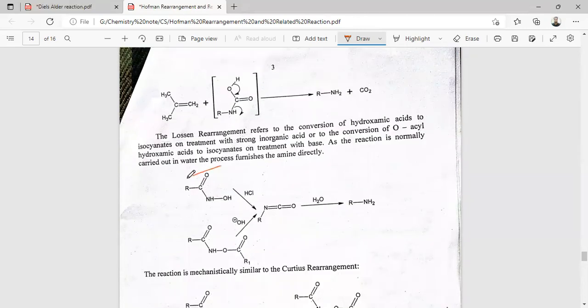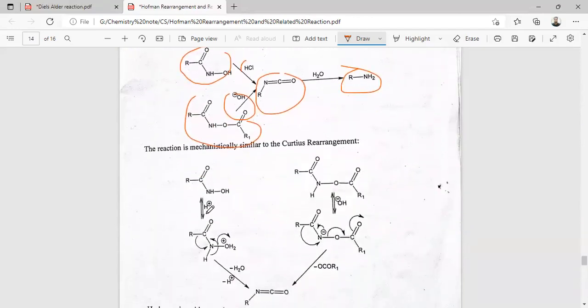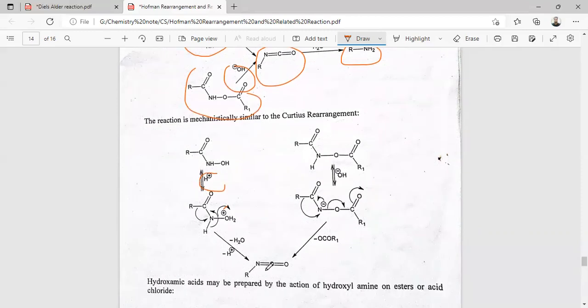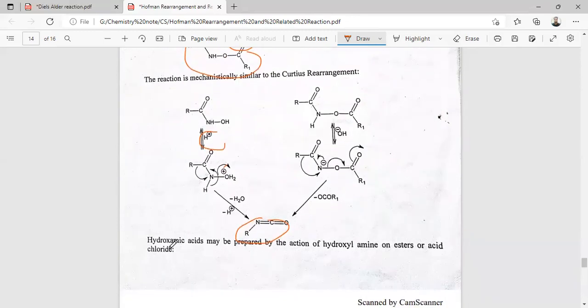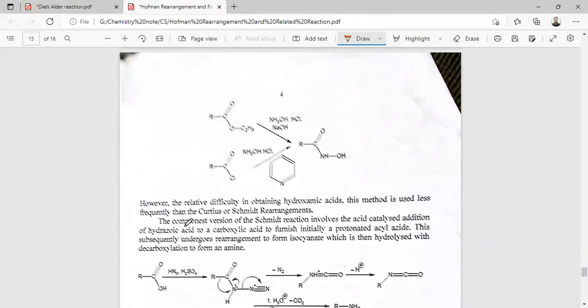So in the Lossen rearrangement, this compound upon treatment with HCl or base forms this isocyanate, which upon hydrolysis gives this amine product. The reaction is mechanistically similar to the Curtius rearrangement. Here first protonation occurs, then elimination of water forms this intermediate, which on hydrolysis forms the amine. Hydroxamic acid may be prepared by the action of hydroxylamine on an ester or acid chloride. However, because of the relative difficulty in obtaining hydroxamic acids, it is used less frequently than the Curtius and Schmidt rearrangements.